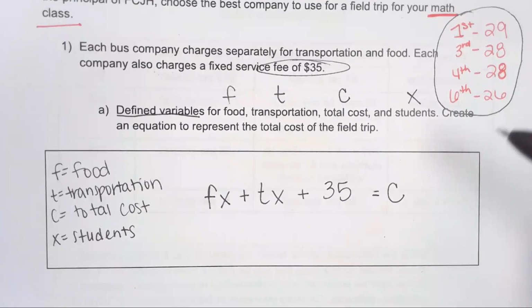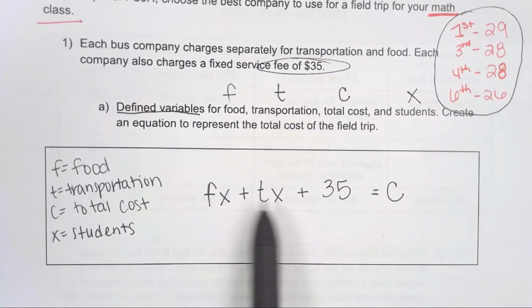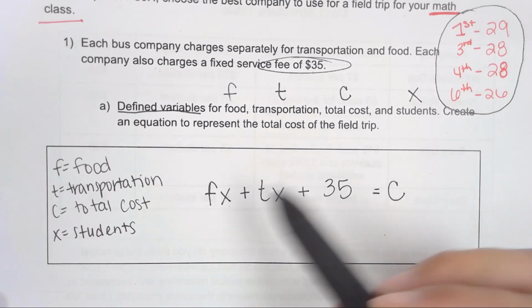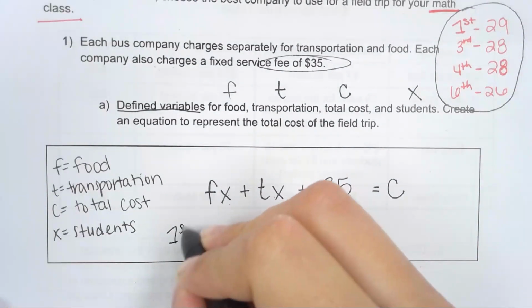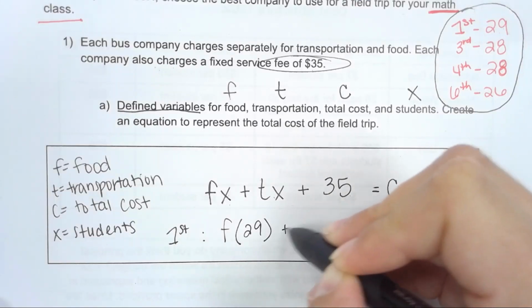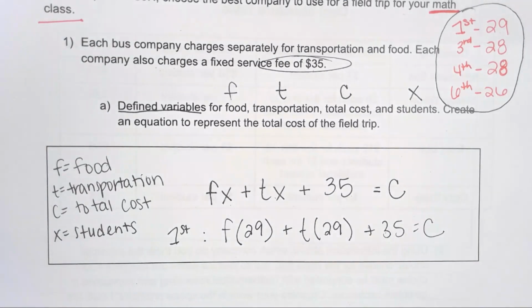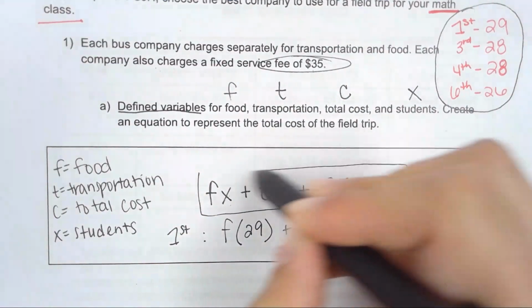So if you are in first period, what you would do, and we're going to do this on the next part, is your 29 students in your class would be represented by these X's. So technically, if I wanted to go ahead and plug in the 29s, because I know how many students I have, you're more than welcome to do so as well. Like if you're in first period, your equation would be F times 29 plus T times 29 plus 35 equals C. So that would be your equation, okay? But for right now, this right here is what we're all looking for, okay?